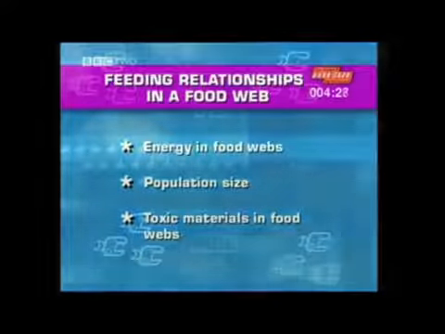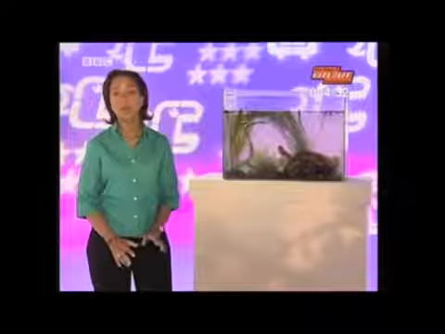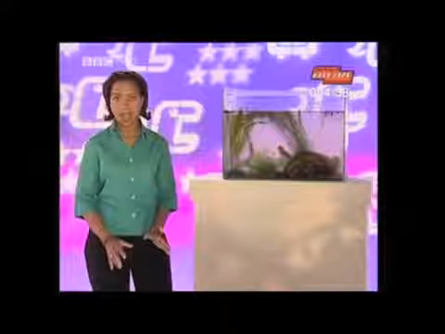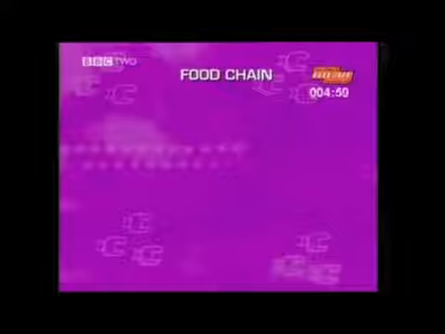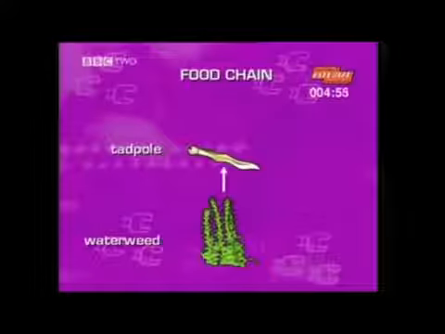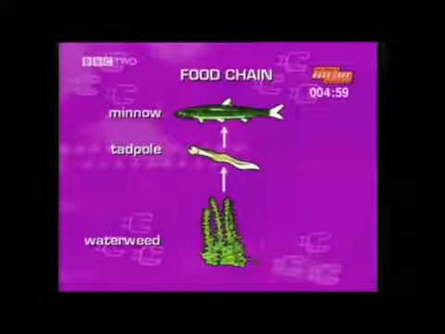Let's start with energy in food webs. First of all, we will briefly run through what you should already know about food chains. In a nutshell, food chains show in any particular habitat what is eaten by what. Now, this fish tank represents a typical habitat, a rather murky garden, but still teeming with organisms. And one food chain here could start with waterweed, which is eaten by tadpoles, which in turn would be eaten by larger carnivores, water beetles and fish such as minnows.